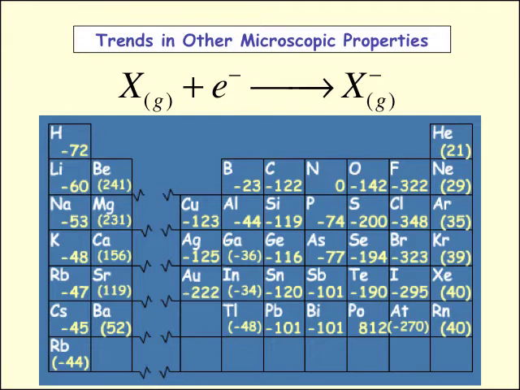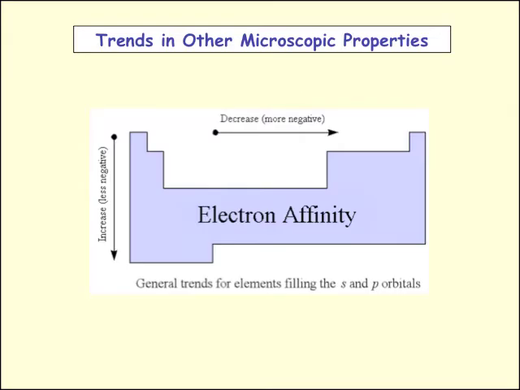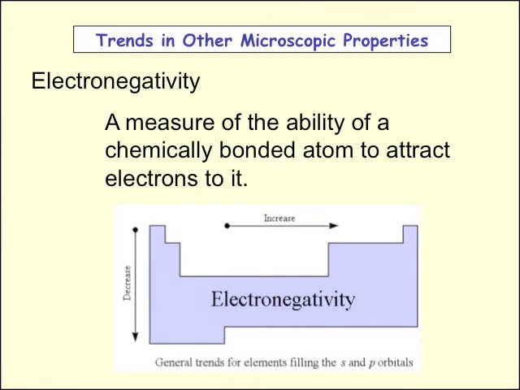Inspection of the data shows the trends depicted in the smaller periodic table diagram. That is, the electron affinity becomes more negative going from left to right in any period. The electron affinity becomes more negative going from bottom to top within any family. One final microscopic property will be considered here, namely the electronegativity of a chemically bonded atom. The electronegativity of an atom is a measure of the ability of an atom involved in a chemical bond to attract electrons to itself.